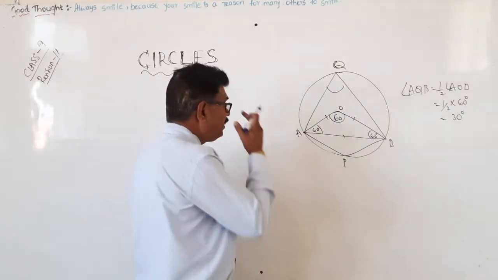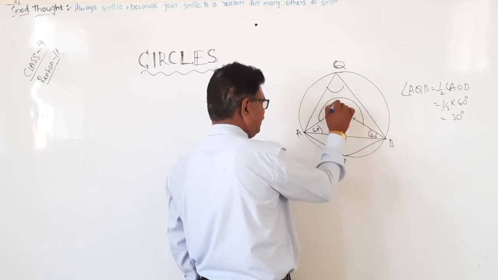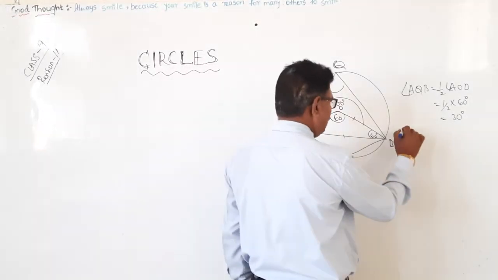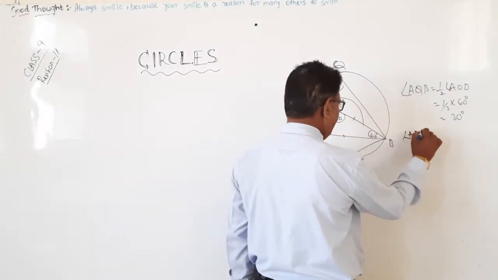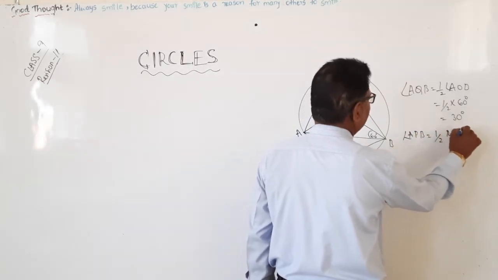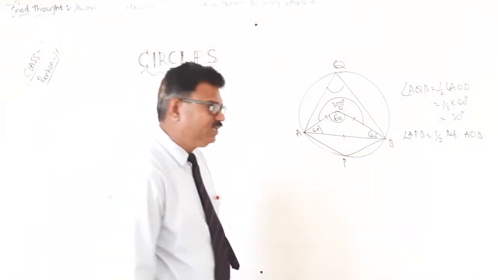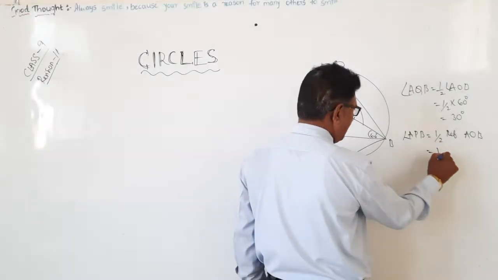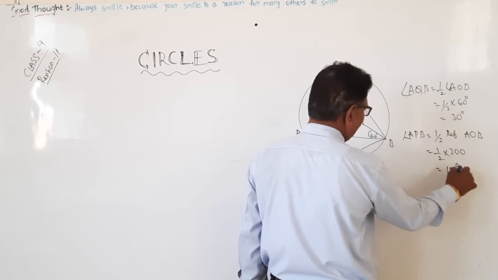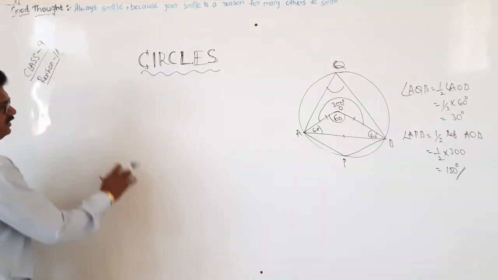Now you tell me, if it is 60 degrees, what about the reflex of this? This is nothing but 300. Now very simple. Angle APB is equal to half of reflex of AOB. It is half into 300. Therefore what is the angle? 150. This much only. Now we will take like this. How to prove this?